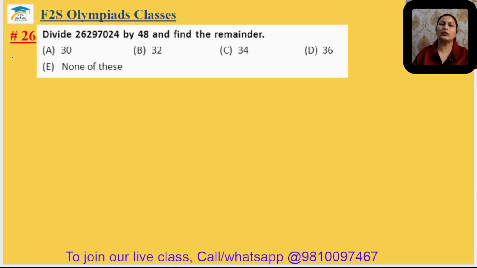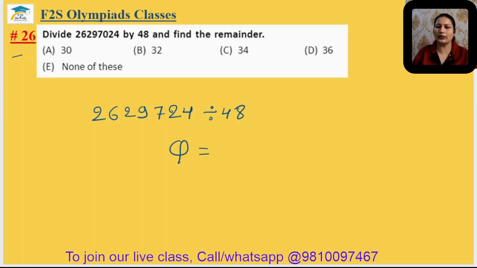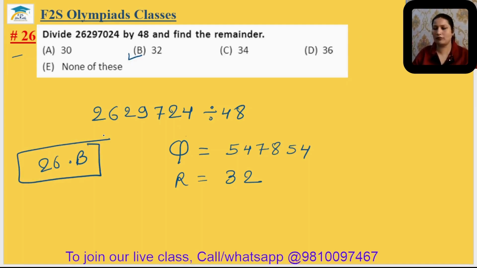Okay. Question number 26. Divide this number by 48 and find the remainder. So if we divide 2629 7024 with 48, we will get quotient as 547854 and remainder as 32. Remainder 32 is available in option B. The 26th answer is option B.